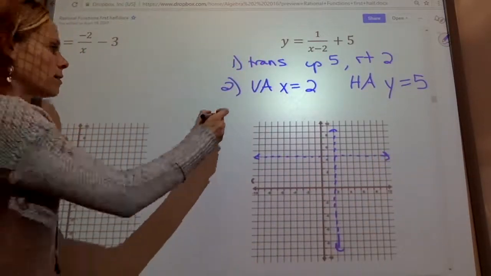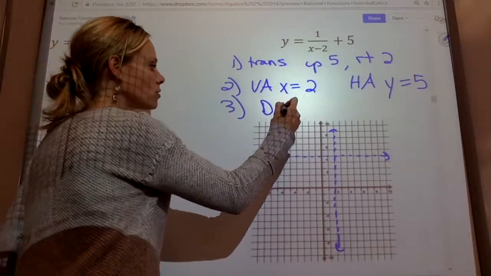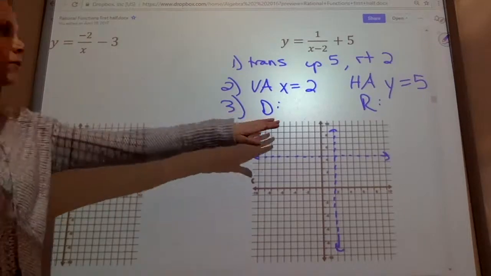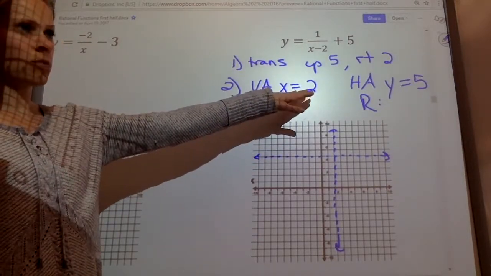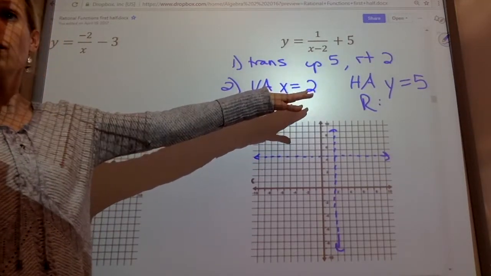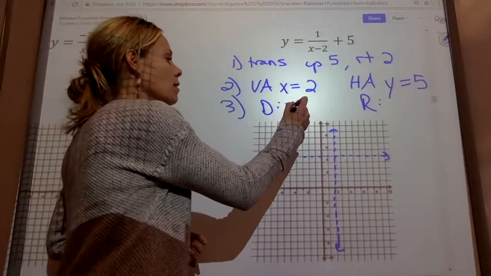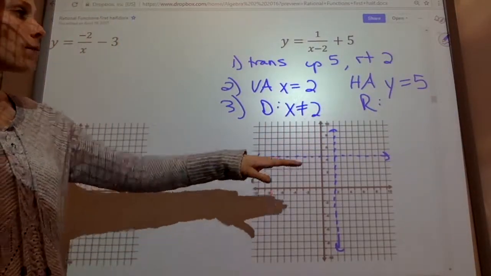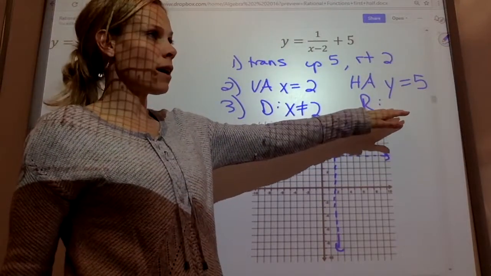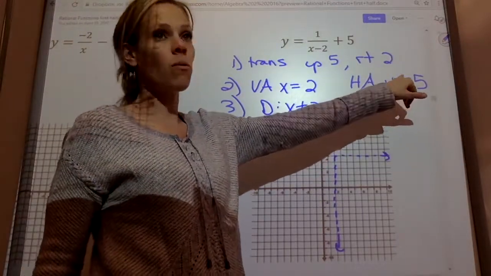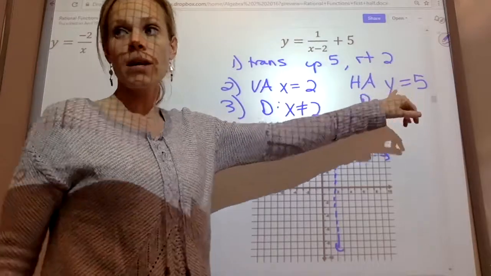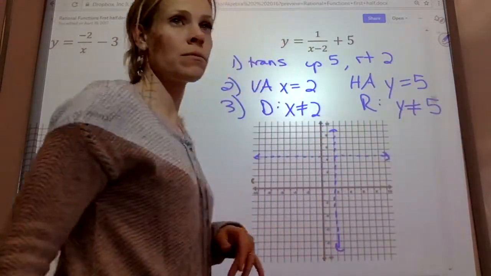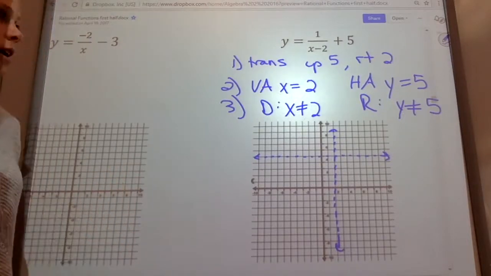Okay. And then to finish, domain and range. Domain is my x values, but if I have an asymptote at x equals 2, my domain cannot be 2. And my range is the y values, but if I have an asymptote at y equals 5, my range y cannot be 5. You cannot have values where your asymptotes are.